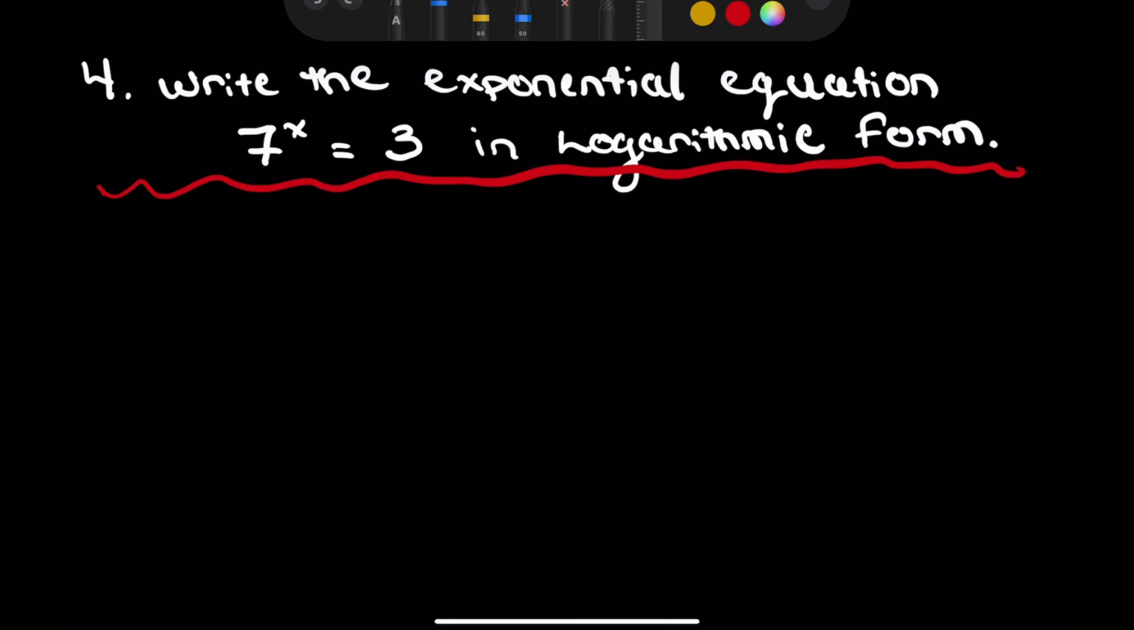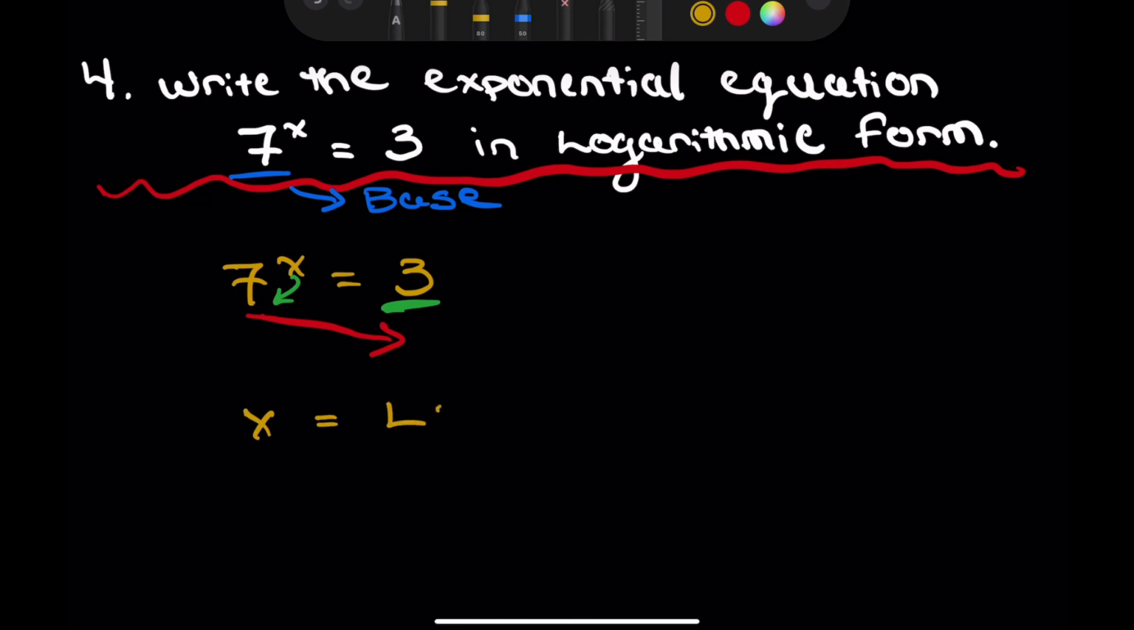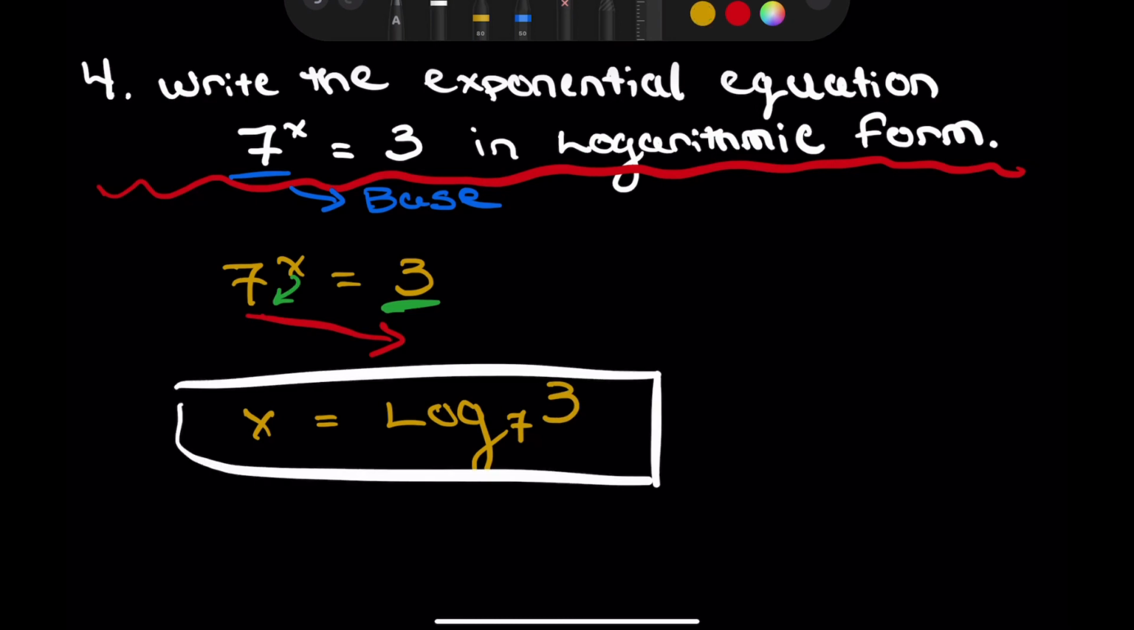All right, and then we have the same kind of idea as the last problem. We have: write the exponential equation 7 to the x equals 3 in logarithmic form. Well, let's identify the base. Our base number is 7. To convert, we basically just have to shift these all. Let's rewrite 7 to the x equals 3. We're going to shift the 7 into the base, keep our 3 as it is, and move our x down into the place of the 7. So we get x is equal to log base 7 of 3, which is the number that stays. And therefore, we know that this is our final solution.